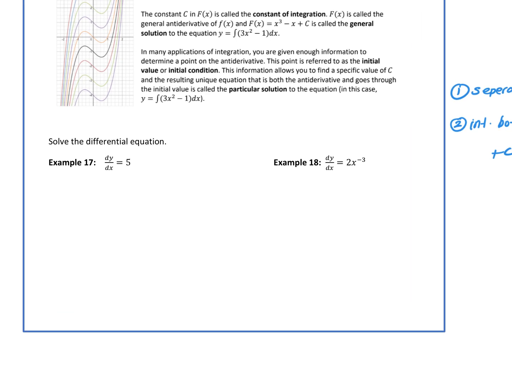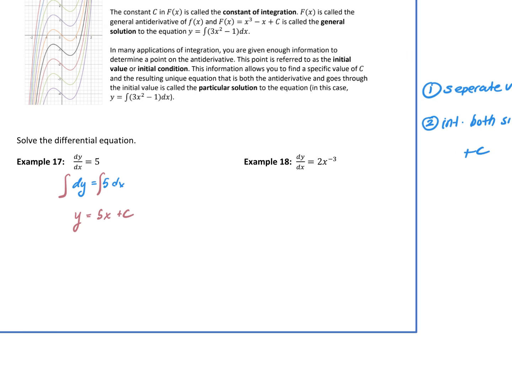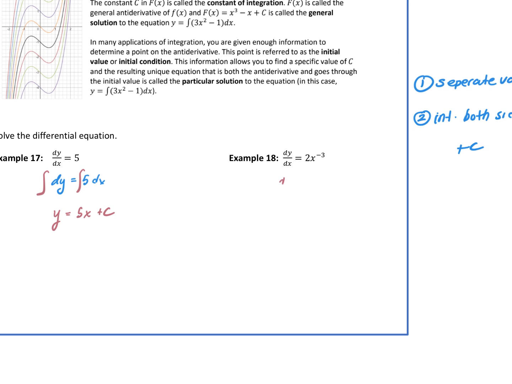All right, so I want dy equals 5 dx. We're gonna integrate. When you integrate dy, you get y. So you get 5x plus c. Here I've got dy equals 2x to the negative 3 dx. We integrate. So you're going to get y equals, so it's 2x.